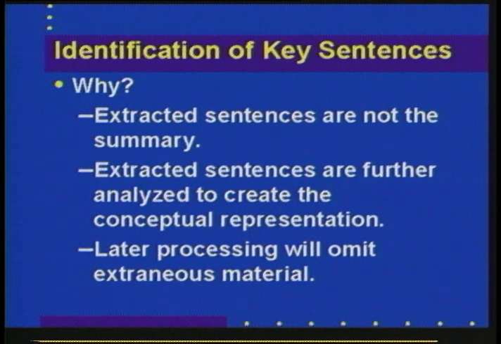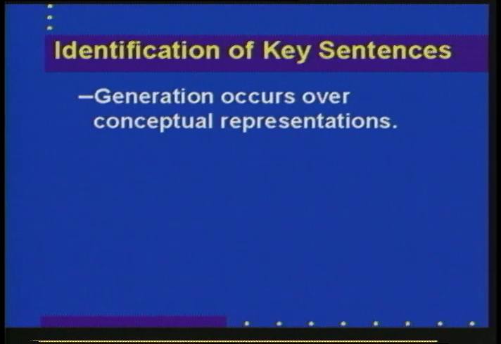Why are we doing this? Because what I showed you of extracted sentences, they're not a summary. What we do is use those extracted sentences to further analyze them, to create a conceptual representation. You want to know what the article is really about. As a linguist and as a psychologist, psychologists have built resources, and linguists are working on this area because you're looking at underlying conceptual structure. Later processing omits the extraneous material like thou shalt not, thou shalt not, thou shalt not. You don't need it 3 times. And generation occurs over those representations: kill, steal, covet thy neighbor's wife, etc.